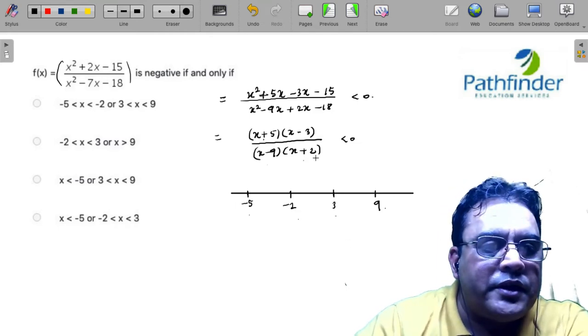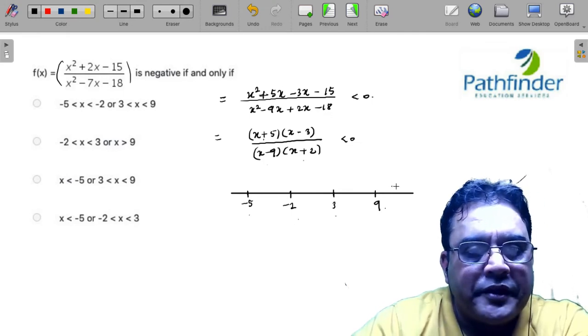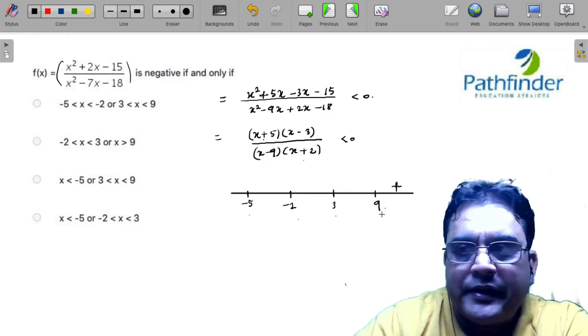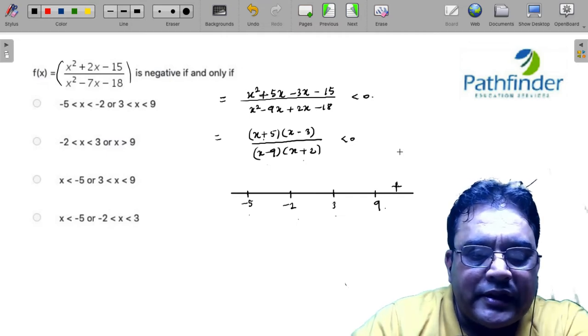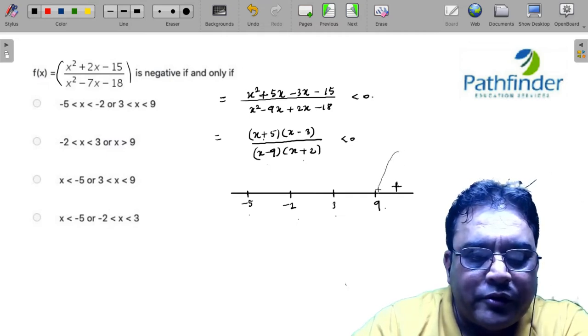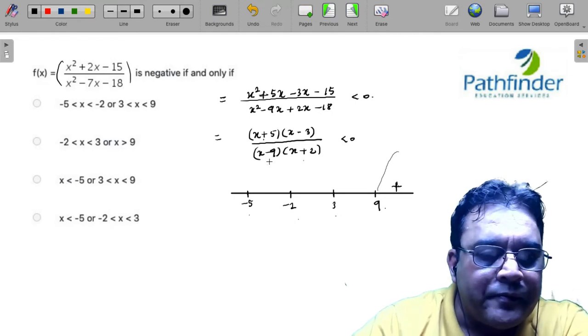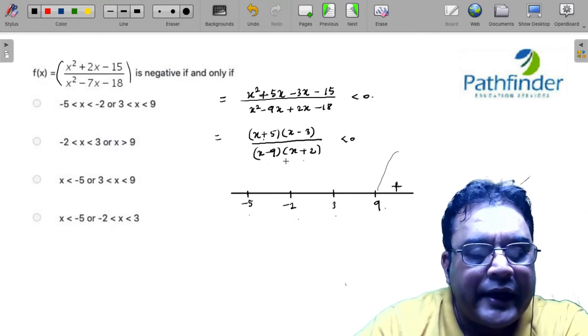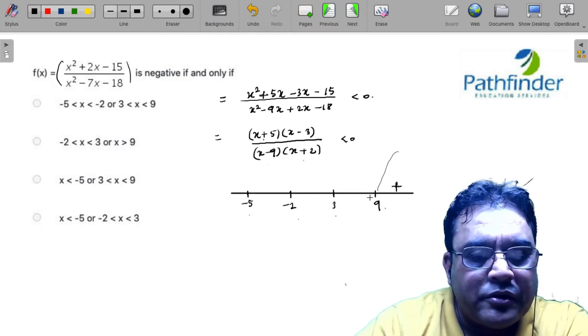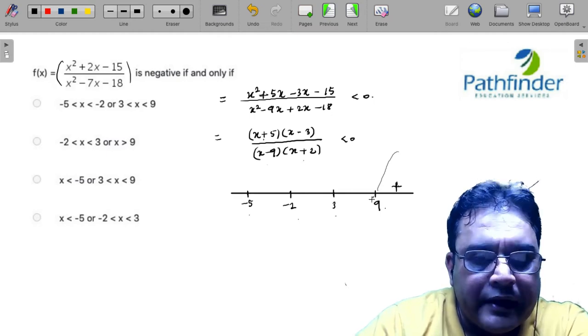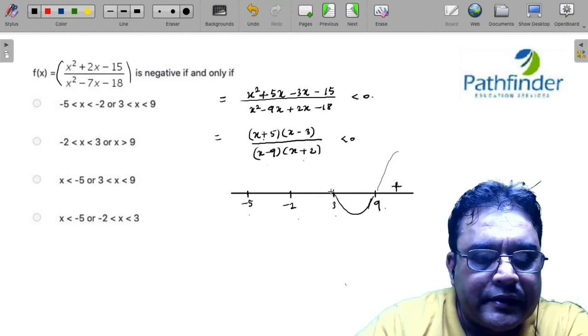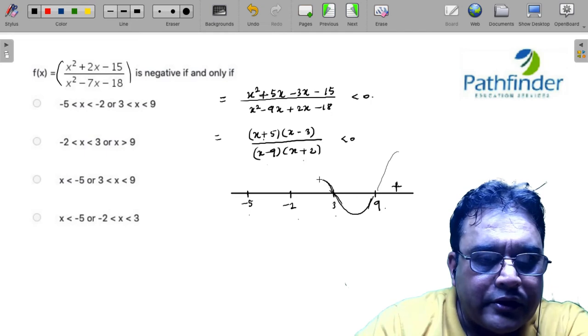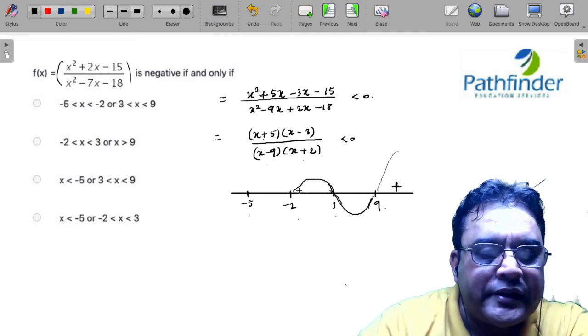And this particular graph has to be positive if the value of x is greater than 9. And then as the graph approaches 9, the value is almost 0 but never equal to 0, because the function is not defined at x is equal to 9 or x is equal to minus 2. And then the graph ventures into negative direction, and it will be something like this. At x is equal to 3, the graph will become 0, and again cross, it will go something like this.